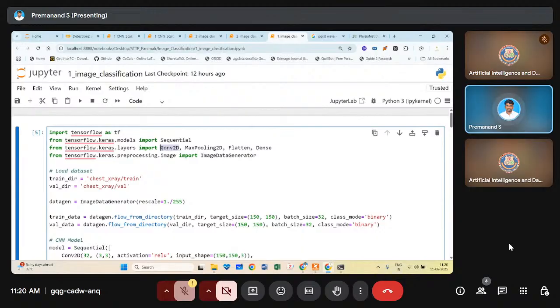Convolution is meant for the convolution operation, and max pooling means we are reducing the data and getting the important data. What is Flatten? Flatten.